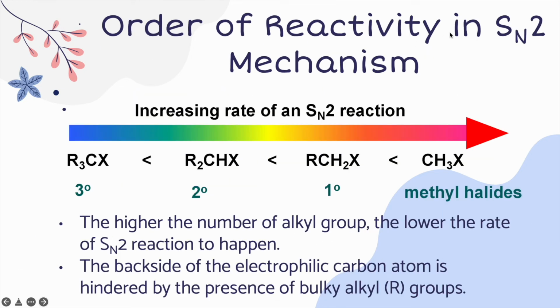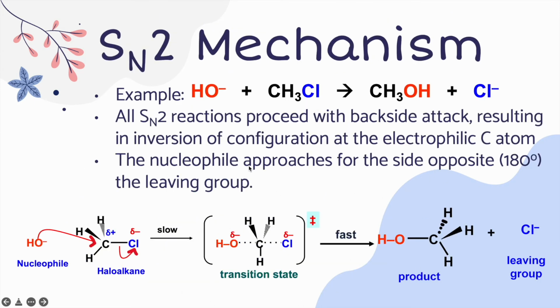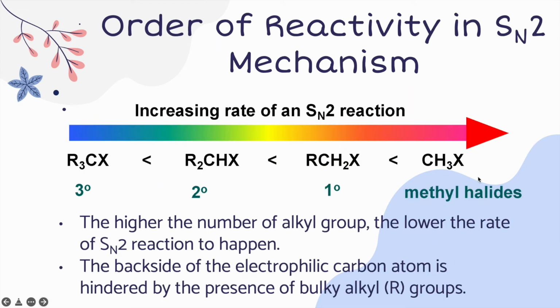The order of reactivity in SN2 mechanism, increasing rate of SN2 reaction. So this is the least reactive, tertiary, then secondary, the primary haloalkane and methyl halide. Methyl halide is the most reactive. So the example that I show here is methyl halide. If you don't have methyl halide, primary haloalkane also undergoes the SN2 mechanism.